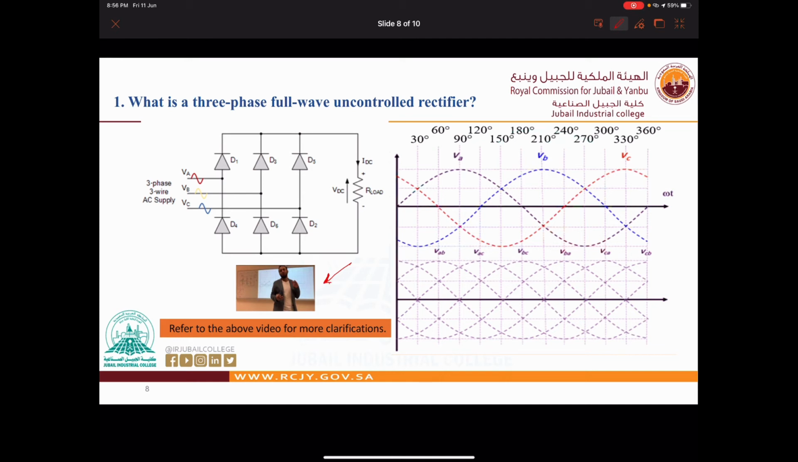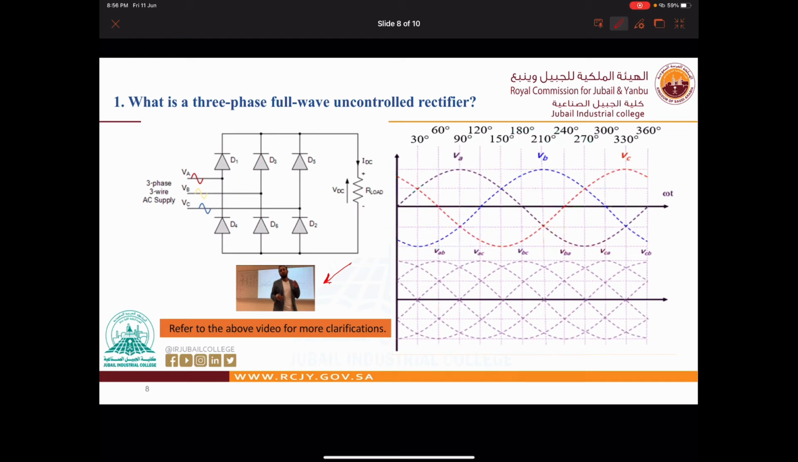This is from Mr. Ibrahim Saleh. He's our teacher and he's also teaching power electronics. You can refer to his video in order to understand how to draw the three phase and how to see the output voltage, with the three phase as source and the output voltage as DC voltage.